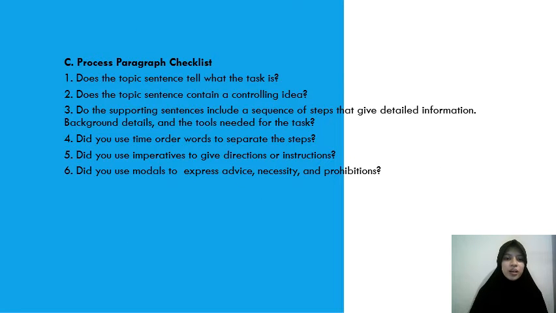C. Process paragraph checklist. 1. Does the topic sentence tell what the task is? 2. Does the topic sentence contain a controlling idea? 3. Do the supporting sentences include a sequence of steps that give detailed information, background details, and the tools needed for the task? 4. Did you use time order words to separate the steps? 5. Did you use imperatives to give direction or instruction? 6. Did you use modals to express advice, necessity, and prohibition?